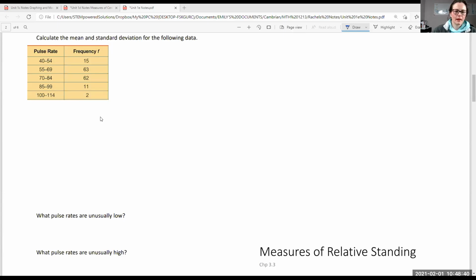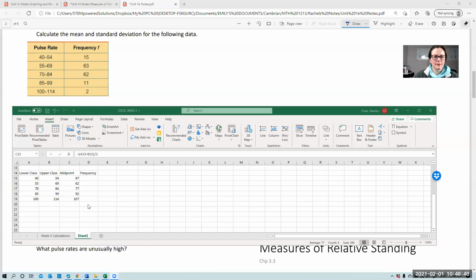Miss, we can't see your Excel. Oh, okay. Sorry about that. Okay, so let's start that over again. It should be sharing my screen. Do you see both Excel and the Word document that has the pulse rate and frequency? You should see the Excel now and the pulse rate with the frequency. Do you see that? We can see both. You can see both? Okay, good.